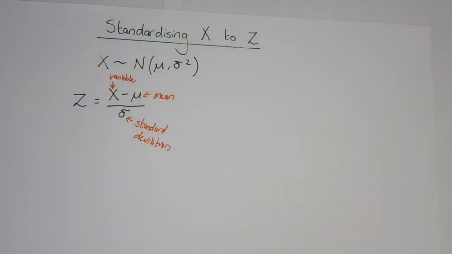So I'm always going to take the x value that I've been given, minus the mean, and then divide it by the standard deviation, and that will give me the standard z value that I can then look up on the table and decide which area of the curve I'm going to look at. Okay, so let's look at some examples of those types of questions to standardize first.